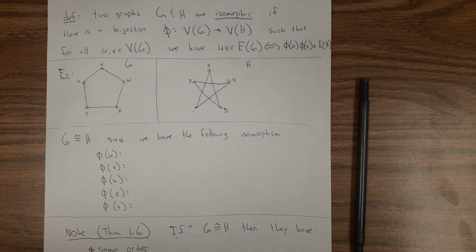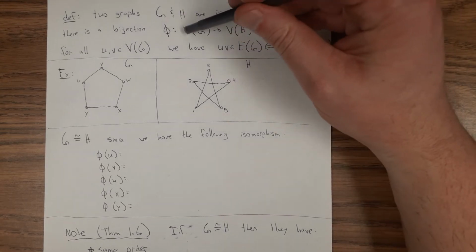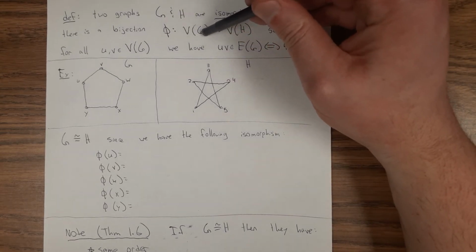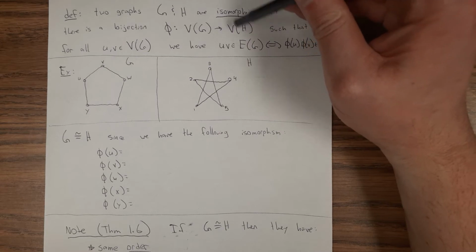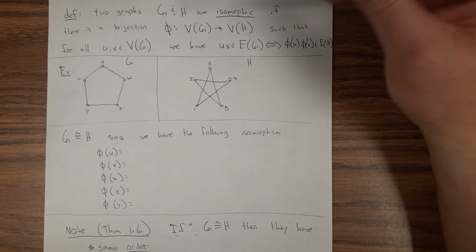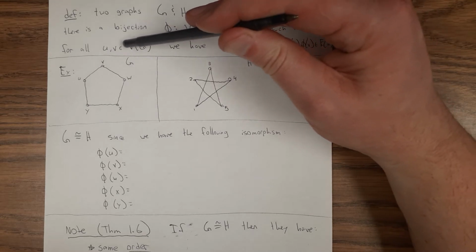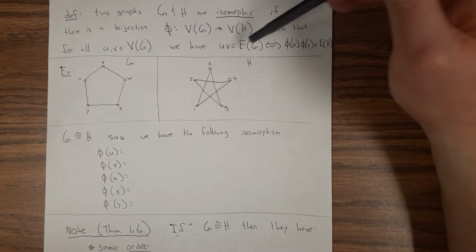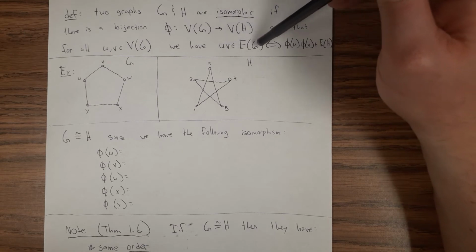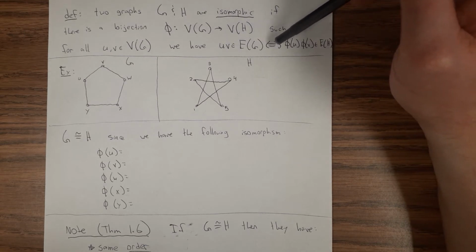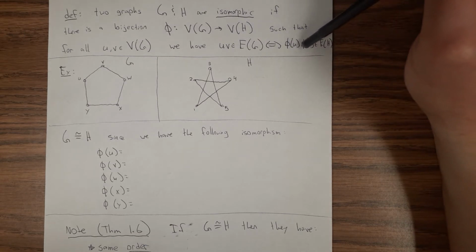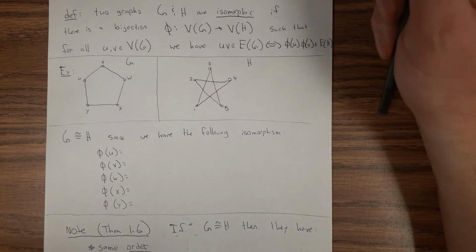So I went ahead and put the definition of isomorphism here. This is also in the book, but here it is. Two graphs are isomorphic if there's a bijection phi from the vertex set of the first graph G to the vertex set of the second graph H, such that for all two vertices U and V in the graph G, U and V are adjacent in G if and only if phi of U and phi of V are adjacent in H.